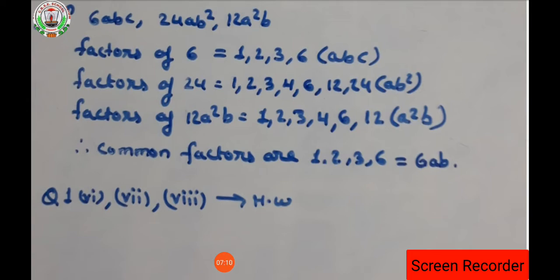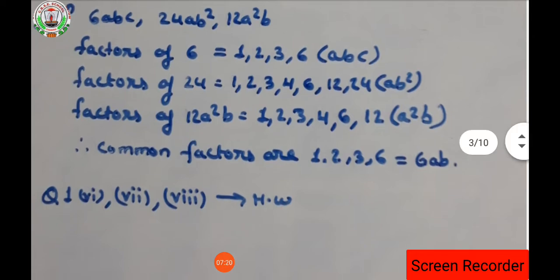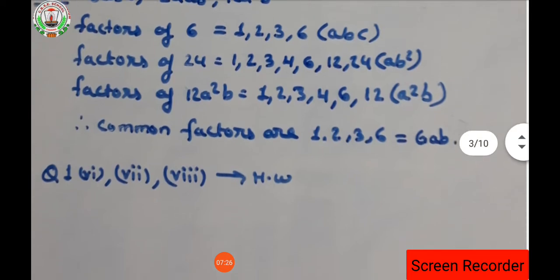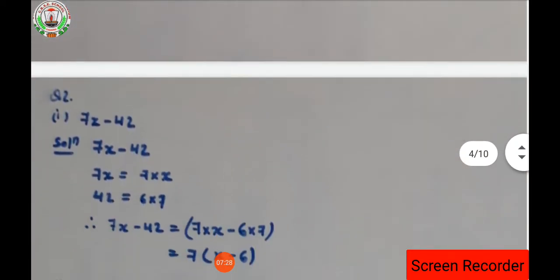Now for question number 1, the 6th, 7th and 8th part is your homework. Try to do it as homework. Just find the factors along with the alphabets, and find the common factors. Remember students, if many common factors are there, then you have to choose the highest common factor. Clear? Okay.